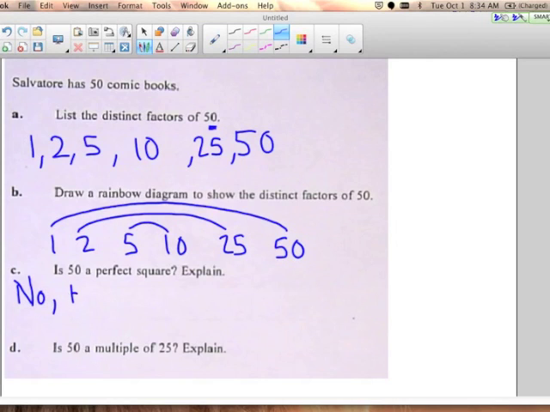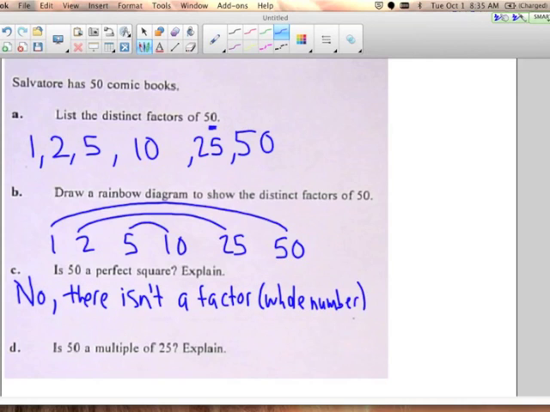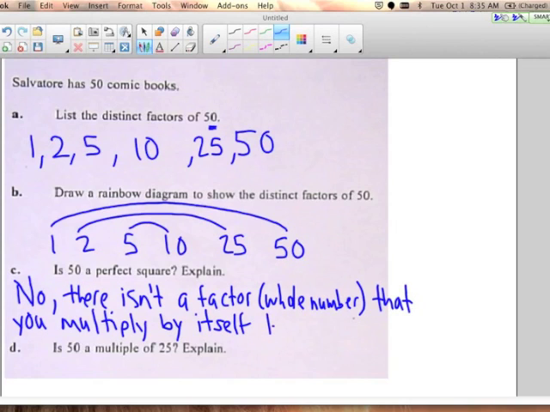50 is not a square number. It's not a square number because there is not a whole number factor that you multiply by itself to get to 50. The other explanation that I really like is none of the arrays for 50 is a perfect square or is a square. Some of you got hung up on perfect square. That's the same thing as square number.